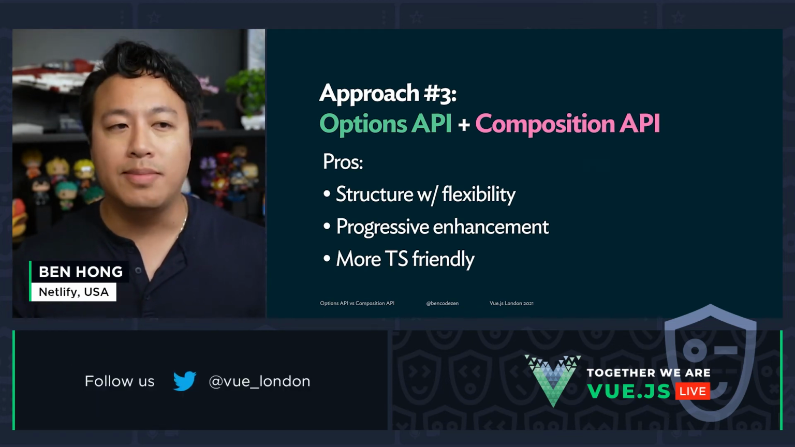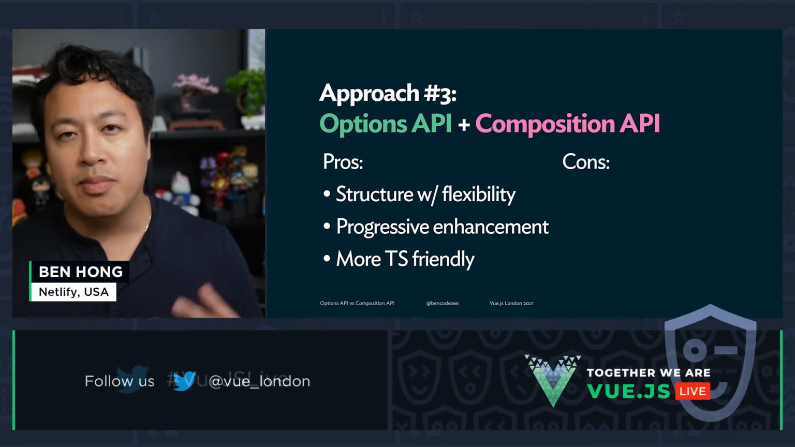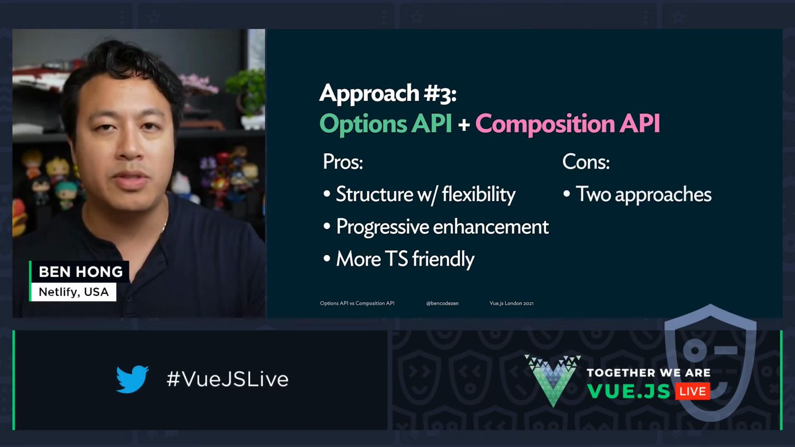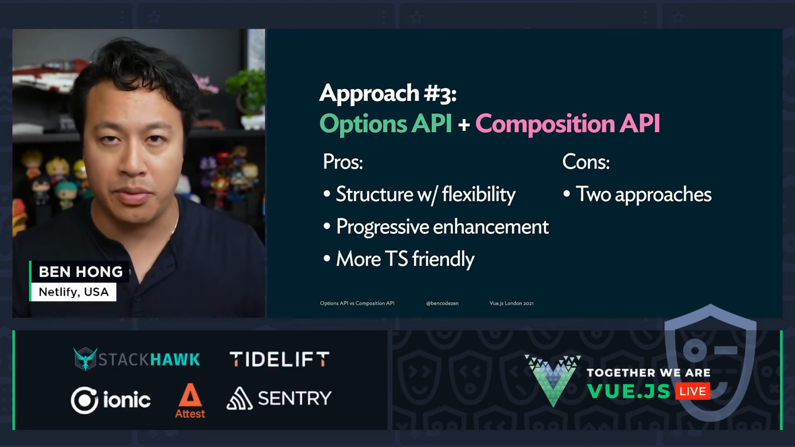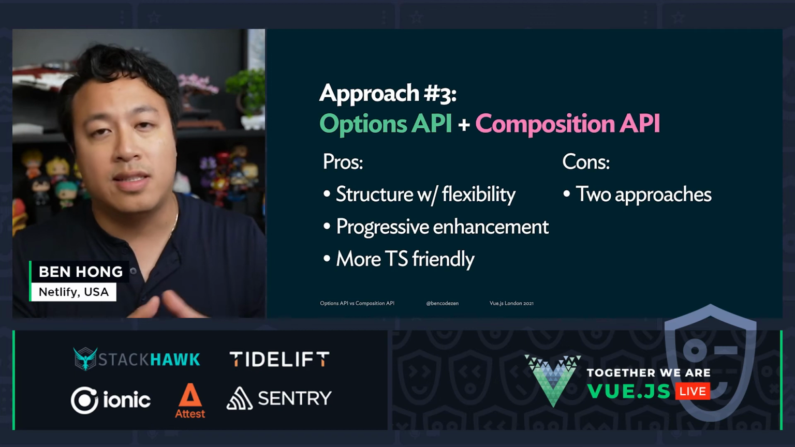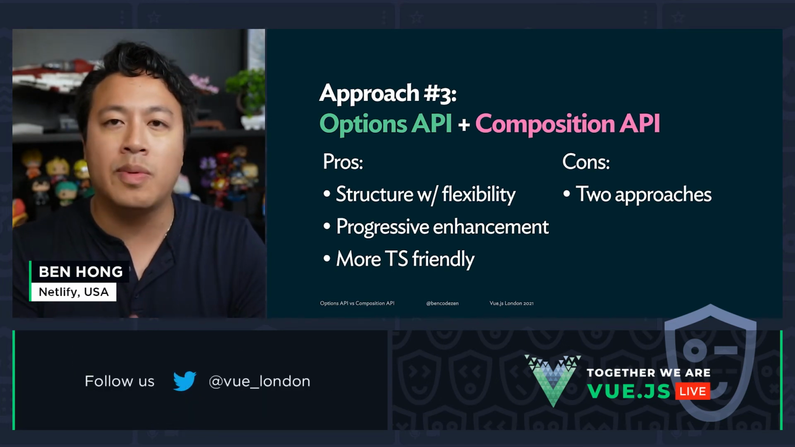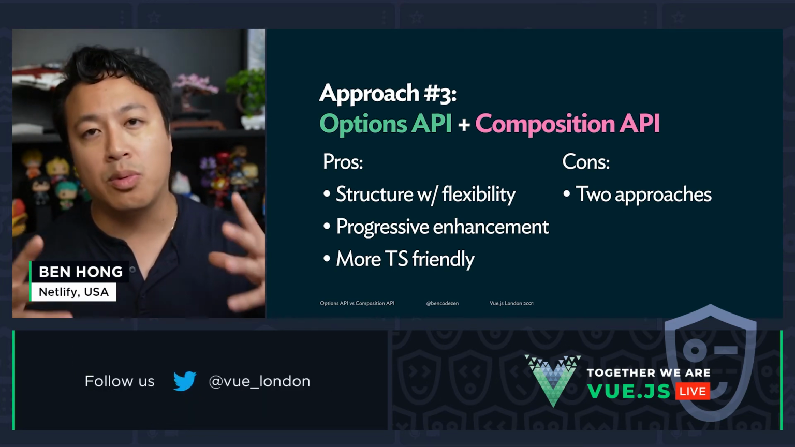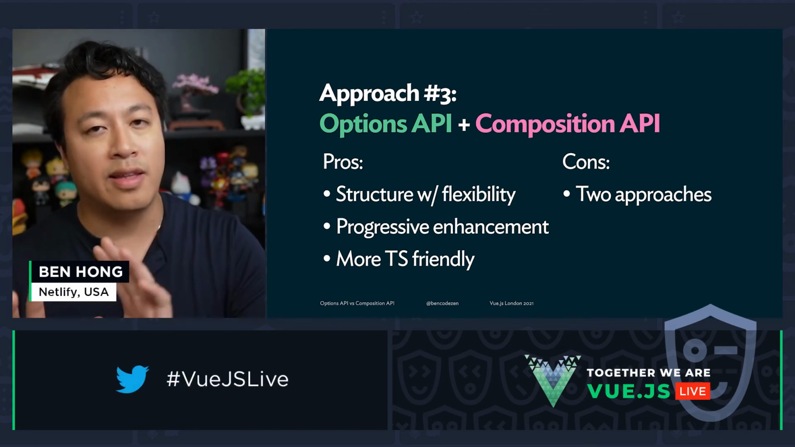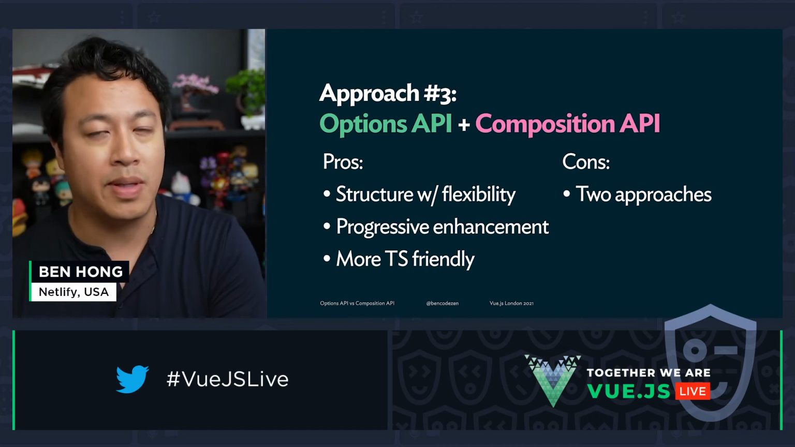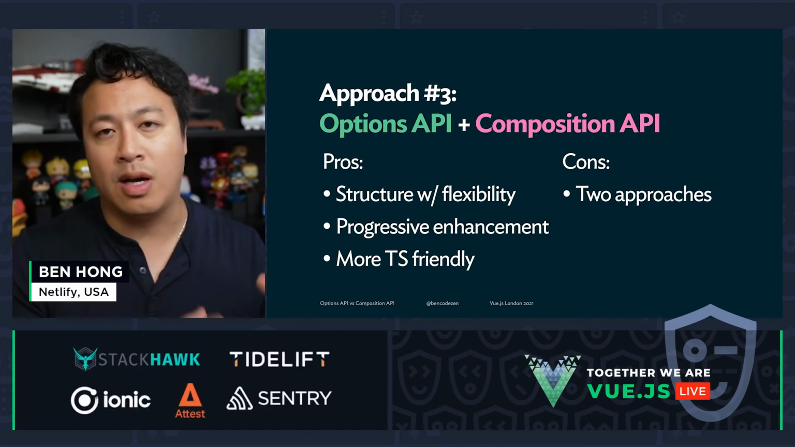When it comes to cons, though, as you might expect, because you're using two approaches, this does mean that you have to have a better understanding of both methodologies. And this is a con in the sense that there's a little bit more of a learning curve, because that means that people who were very comfortable with Options API now also have to know Composition API, and vice versa, those who knew Composition API will also need to know Options API.